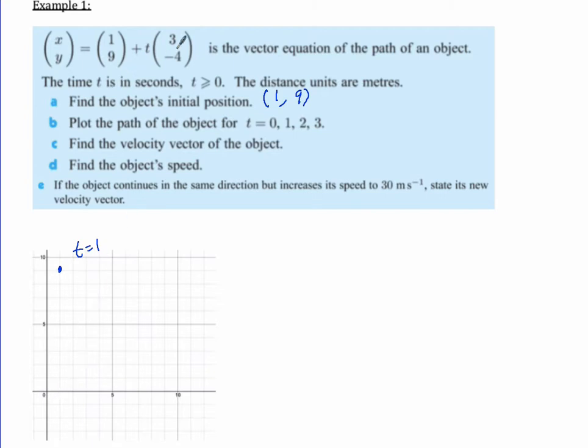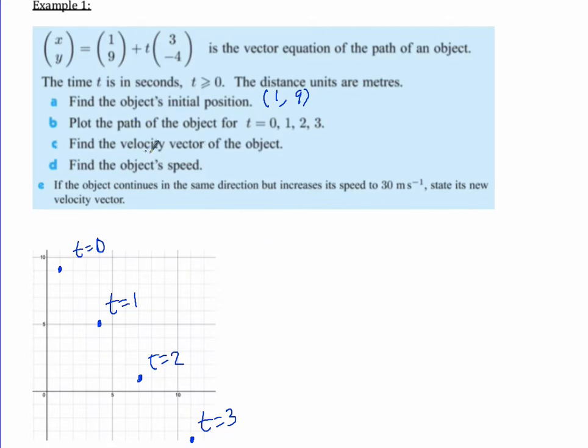That's t equals 0. When t equals 1, we get (4, 5). So we go over 4 and up 5. That's at t equals 1, after 1 second. And then we plug in t equals 2. Well, actually, we can see it's all in a line, so we can go right 3, down 4, as this vector indicates, right? So right 3, down 4, that's t equals 2, and then right 3, down 4 again, so over here at t equals 3.